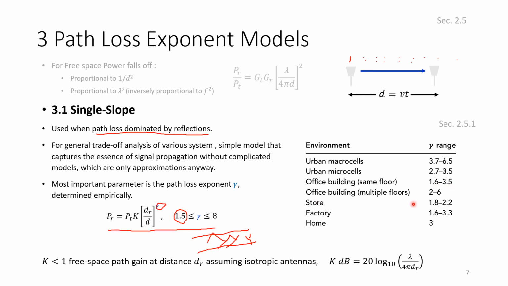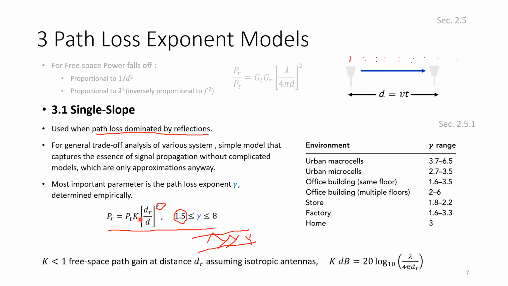Office buildings, multiple floors, between multiple floors, the transmitter on one floor and the receiver on a different floor is 2.6, 2 to 6. Stores, 1.8 to 2.2. Factory, 1.5 to 3.3. And in home buildings, it's 3. Of course, it makes a difference whether it's a concrete building or wooden building or so. But this is just to give you a rough idea.